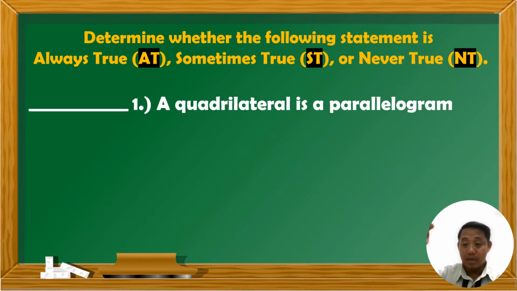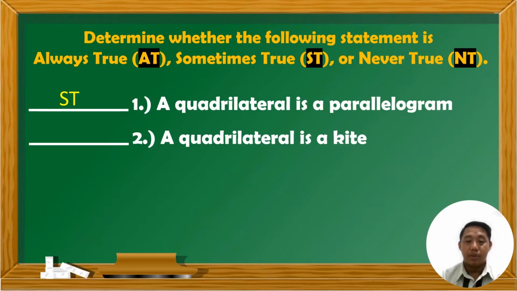A quadrilateral is a parallelogram. So quadrilateral, nasa taas yun. Ang parallelogram, nasa baba niya. So pag pababa, it is sometimes. Yun yung clue natin, na sometimes lang. Okay, number 2. Quadrilateral is a kite. Quadrilateral, nasa taas. Kite, nasa baba. So, ang answer natin will be sometimes.